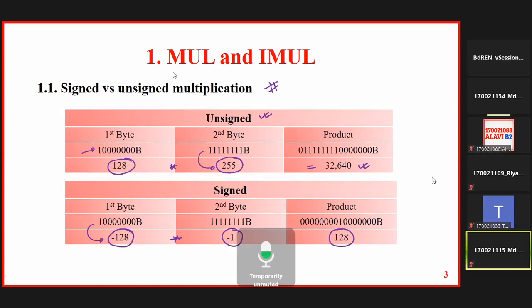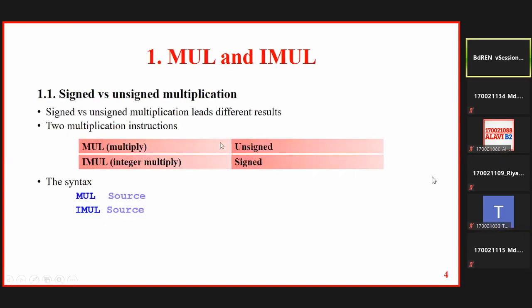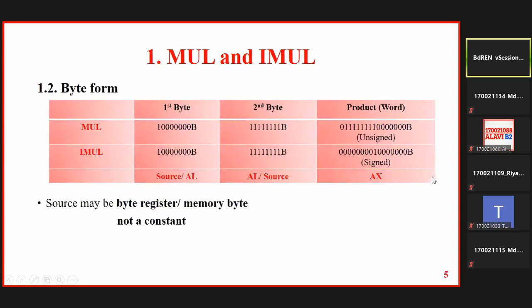Yes, sir. So we have two different instructions for doing unsigned and signed multiplication. In the first case, it is MUL, which we can call multiply, and IMUL, which you can say is integer multiply. That means signed and unsigned cases. So these two are the syntax of signed and unsigned multiplication.